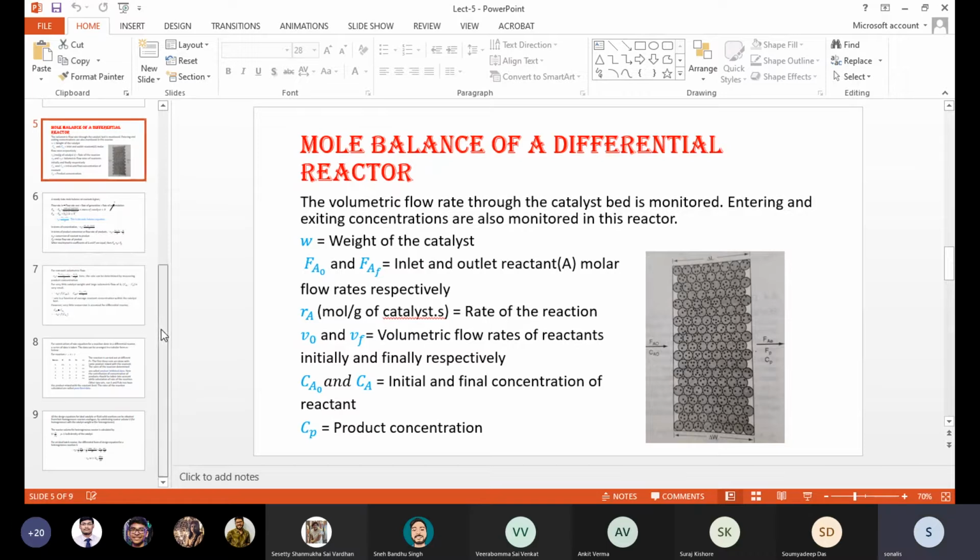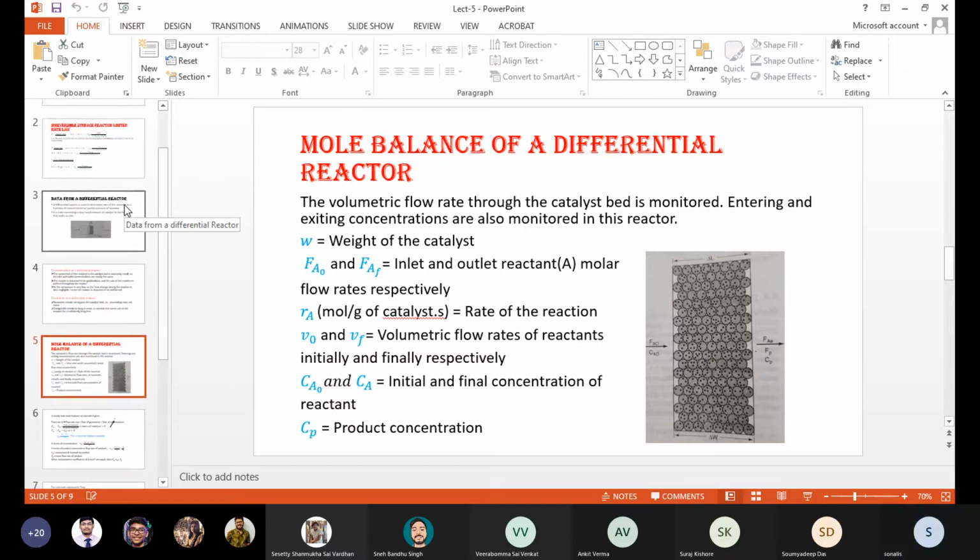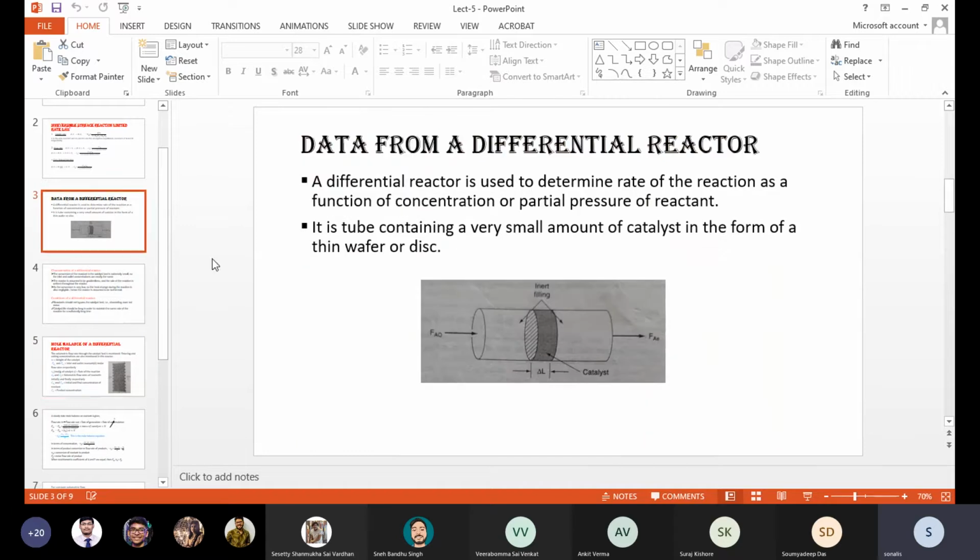This is the first slide. So look at this slide. Here, this is the differential reactor. At the middle of the reactor, we have a thin bed of catalyst. Catalyst particles are poured in the form of a thin bed, and the other sides are filled with inert filling like glass beads or ceramic beads, etc.